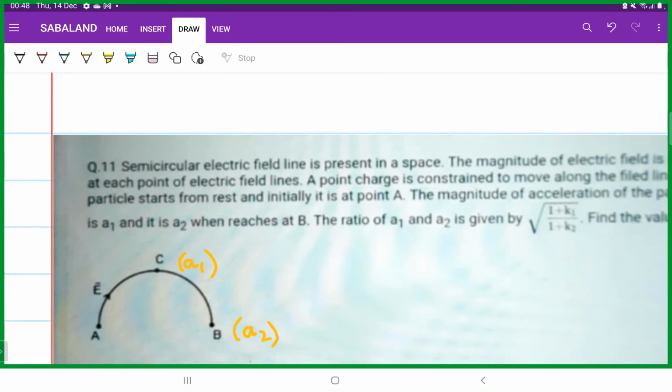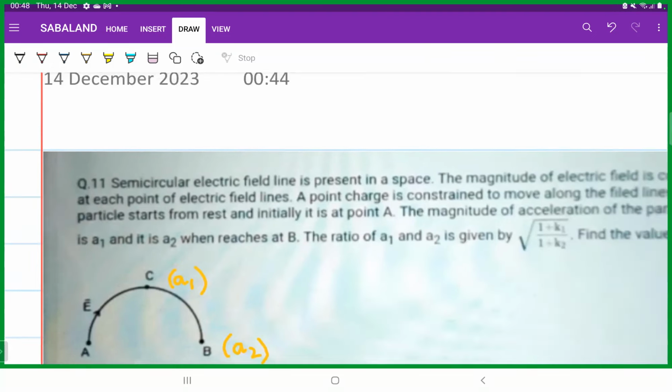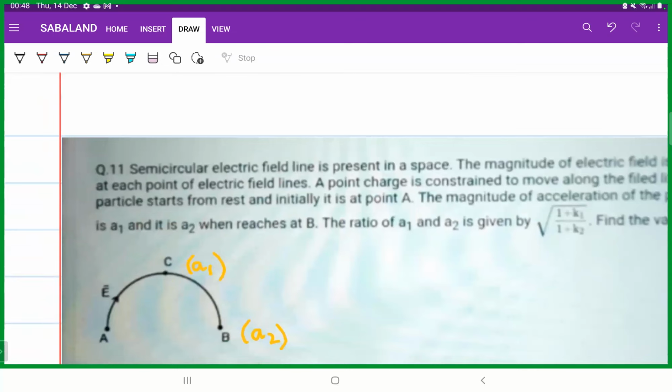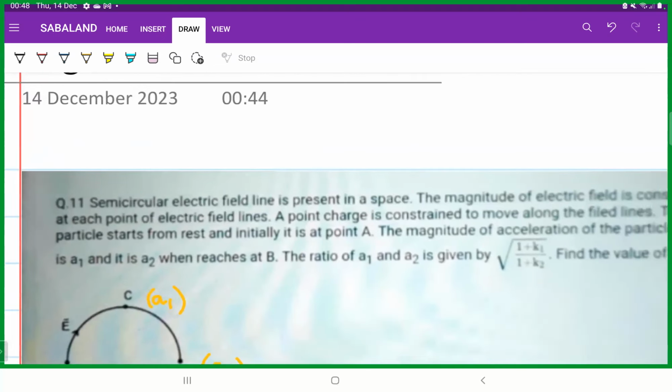So let's think about what the value of acceleration can be. Since there is an electric field, this particular particle which is at A right now, initially, will be accelerated, right? Its acceleration will be along the electric field at that particular point. At point C, the direction of the electric field is horizontal. So the direction of acceleration will be like this because of that electric field.